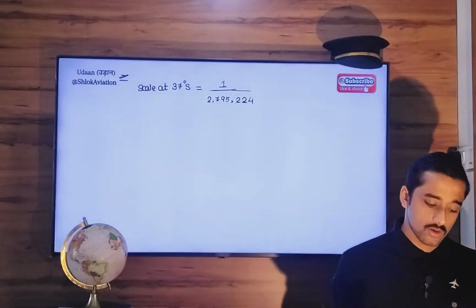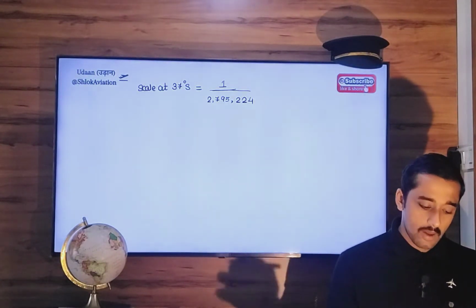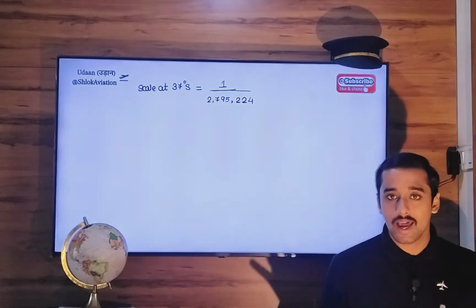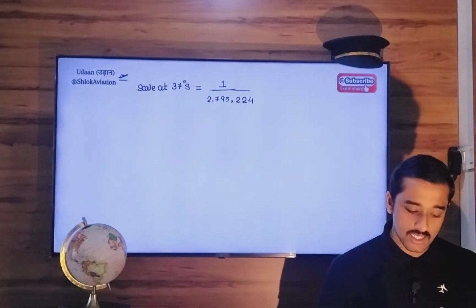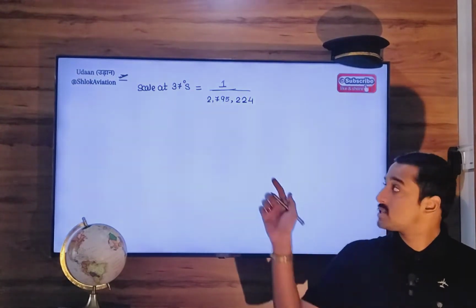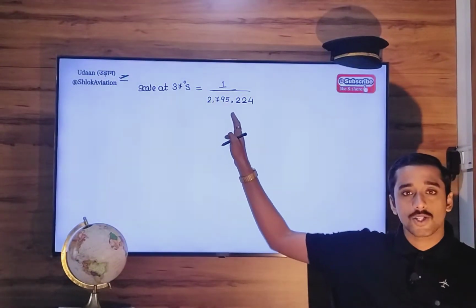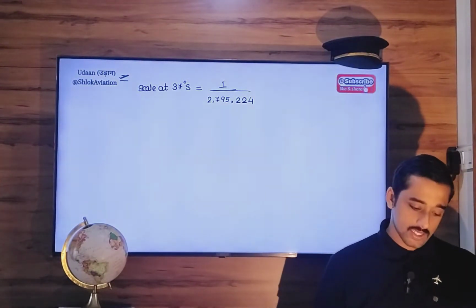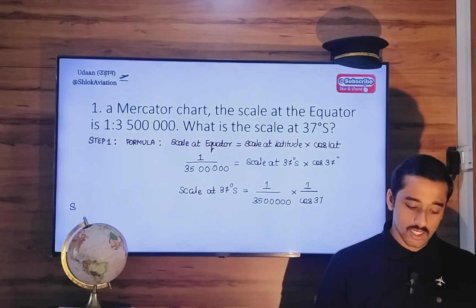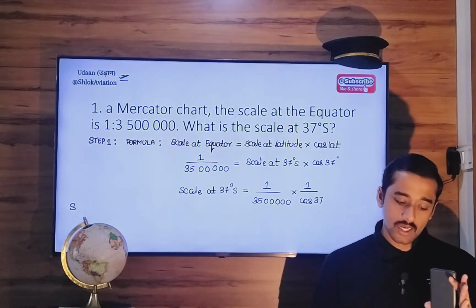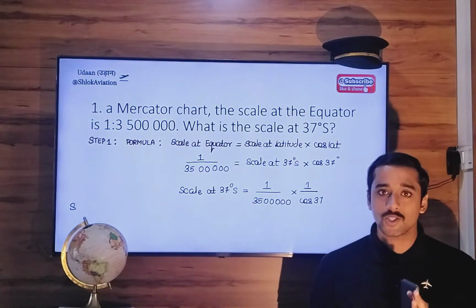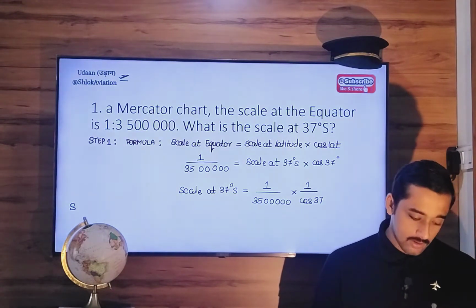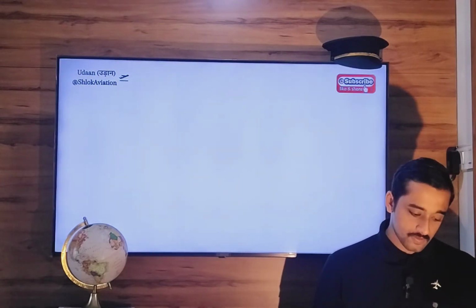Okay, so approximately 28 lakh. So select that option which has a value which is close to this number, 27 lakh 95,224, 28 lakhs. So this is how you do the sum. Use the formula scale at equator equals to scale at latitude into cos of that latitude. Substitute the values and get the final value.